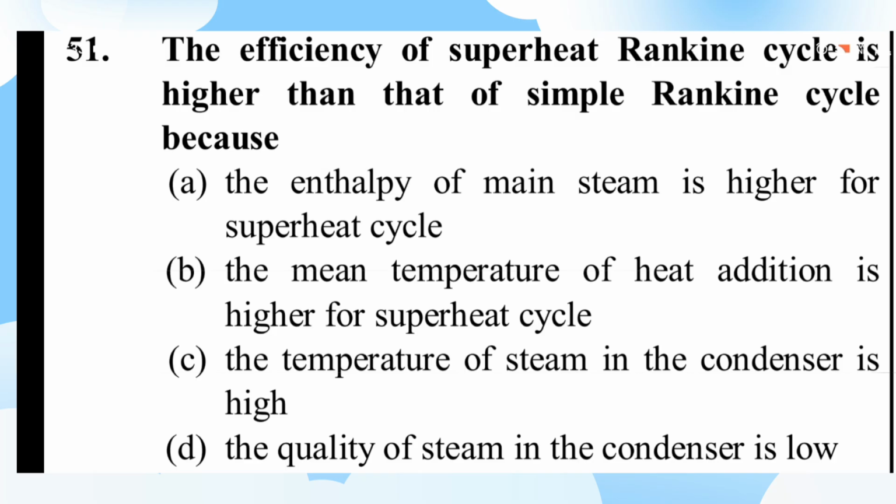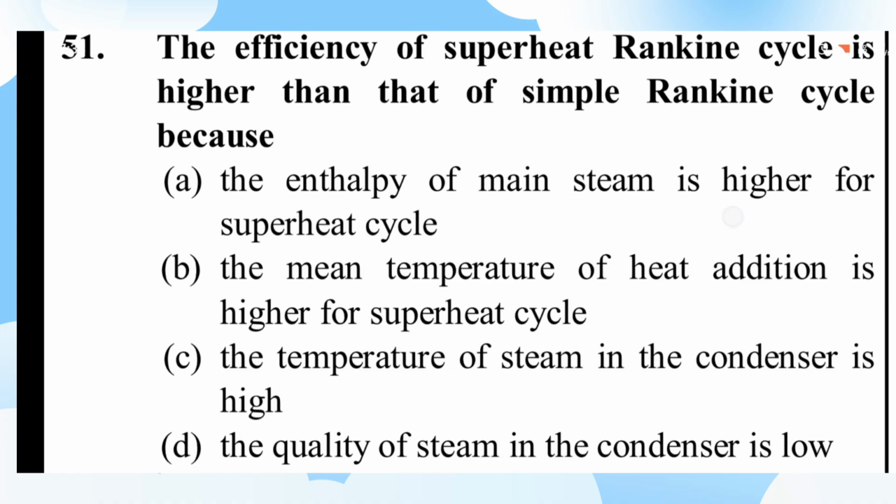This is Power Plant Engineering subject. Already we have done 2 classes and 50 questions. Today I start 51. Question number 51. The efficiency of the superheated Rankine cycle is higher than the simple Rankine cycle because A. The enthalpy of main steam is higher for the superheat cycle. B. The mean temperature of heat addition is higher for the superheated cycle. C. The temperature of the steam in the condenser is high. D. The quality of the steam in the condenser is low.